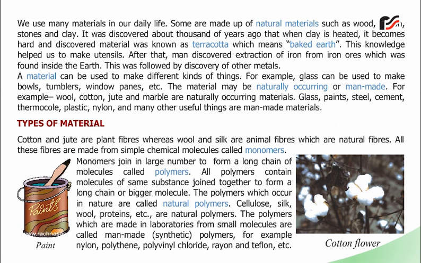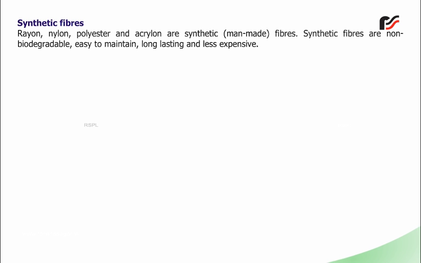Cellulose, silk, wool, proteins, etc. are natural polymers. The polymers which are made in laboratories from small molecules are called man-made synthetic polymers. For example, nylon, polythene, polyvinyl chloride, rayon, and Teflon, etc. Synthetic fibers: rayon, nylon, polyester, acrylon are synthetic man-made fibers.